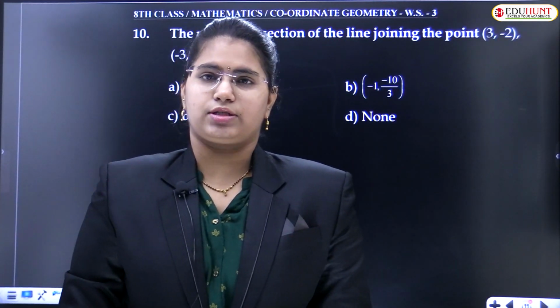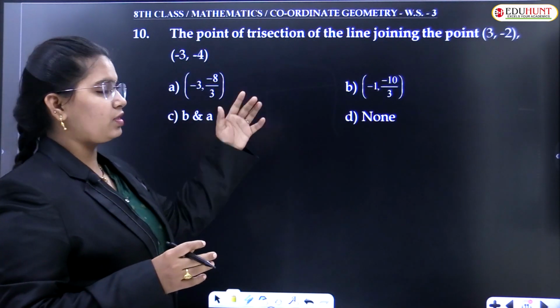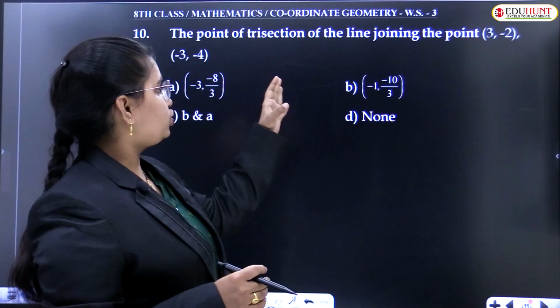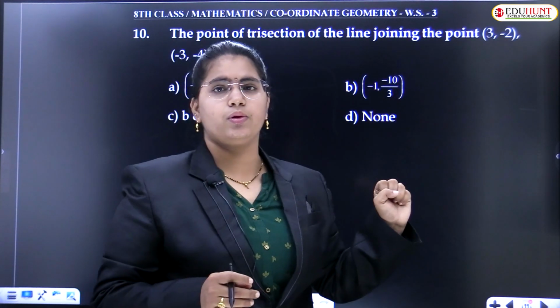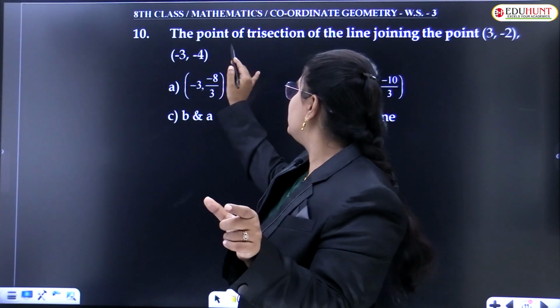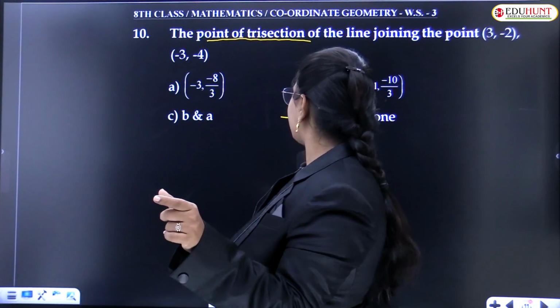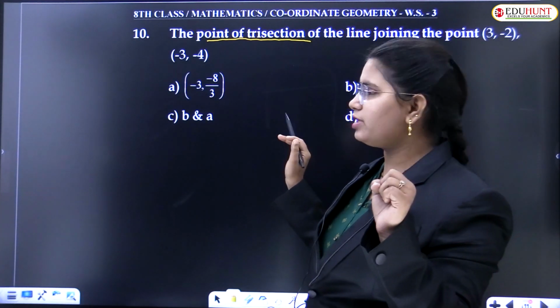Here comes the next question. So what is my next question? See here: the points of trisection of the line joining the points 3, minus 2 and minus 3, minus 4. Here in this question, they used a word called trisection, points of trisection. So where will you get the points of trisection?